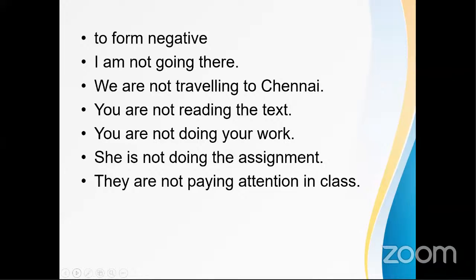Okay, now we come to the fifth one. She is doing the assignment. If that is a positive sentence, how do you form the negative? You simply insert not between is and doing.